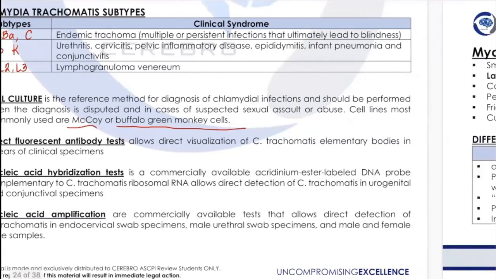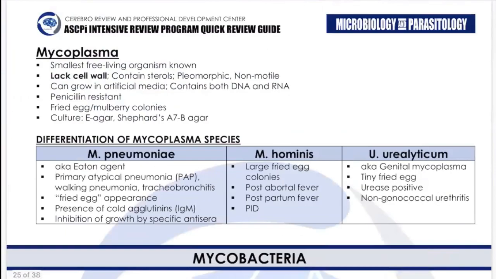And finally, okay, we have the Mycoplasma species. So Mycoplasma is the smallest free living organism known. Take note that Haemophilus ducreyi is the smallest pathogenic organism. Yon. The smallest free living organism known is Mycoplasma. So this one lacks a cell wall.